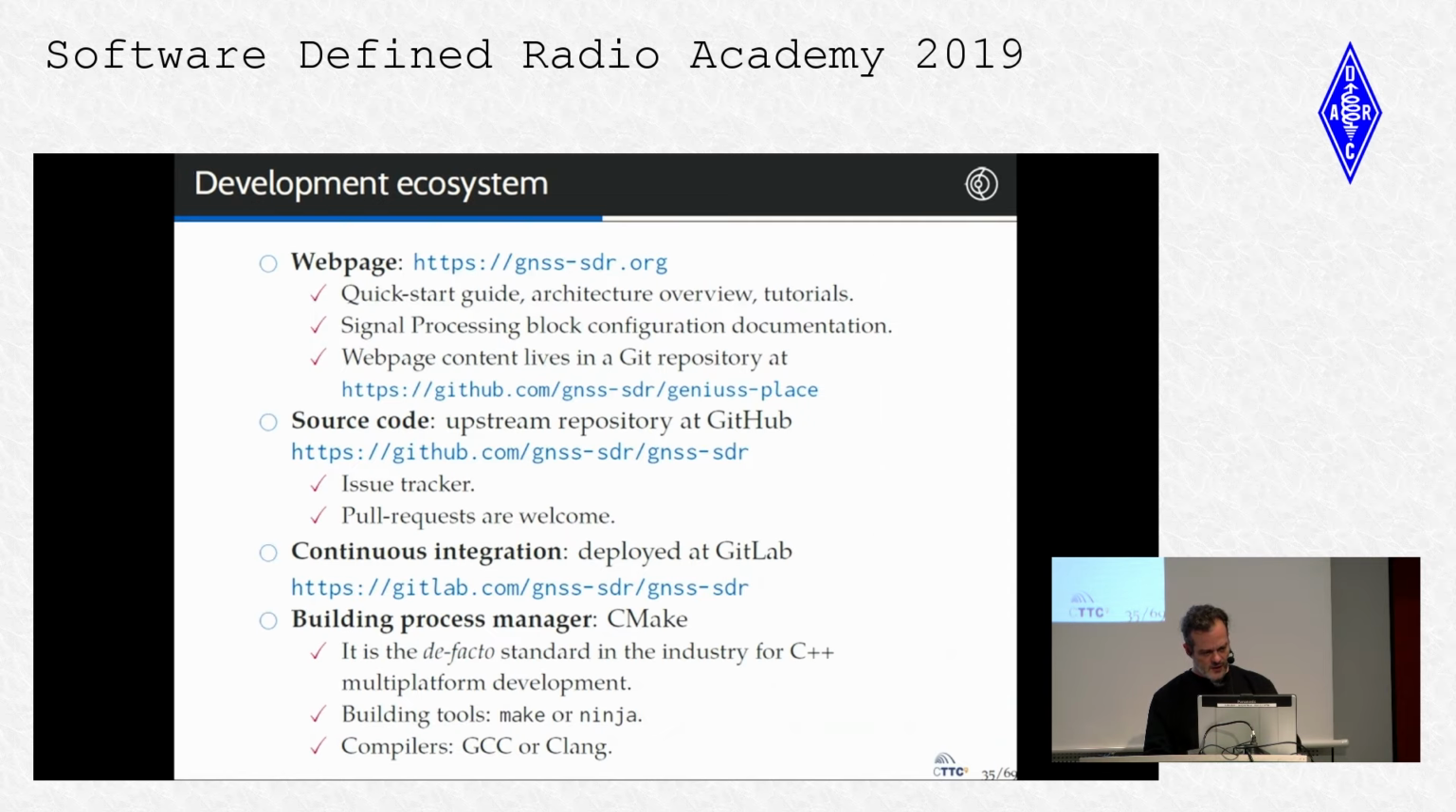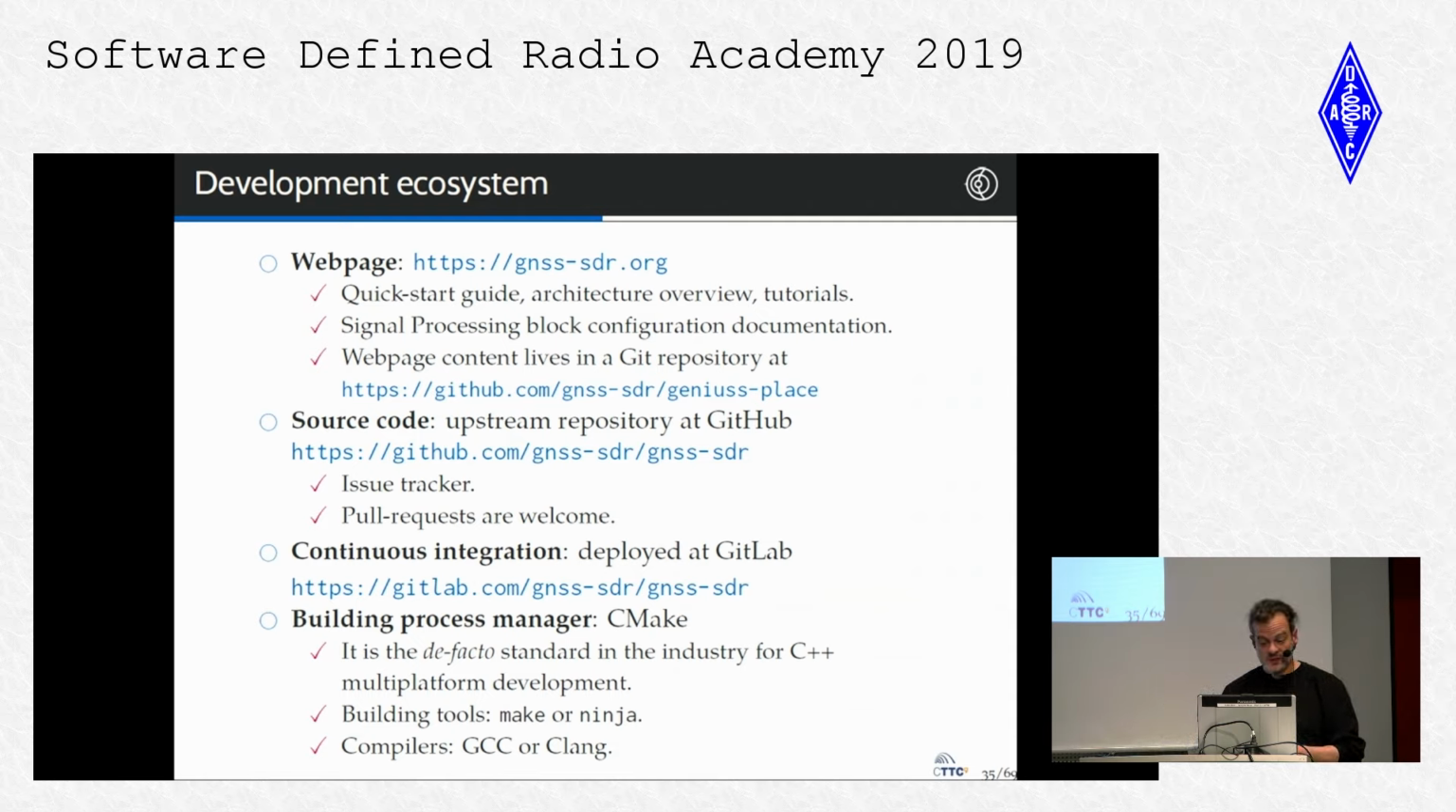So we have a development ecosystem, which is based on a web page. You have there a quick start guide for starting to work with the software, and a description of the architecture. You have tutorials for doing specific things. You have documentation of the signal processing inside. The web page itself is in a GitHub repository, so you can see the source of the web page. You can contribute to it, whatever. Then we have the open source code, which is in a repository at GitHub. Here you have the pointer.